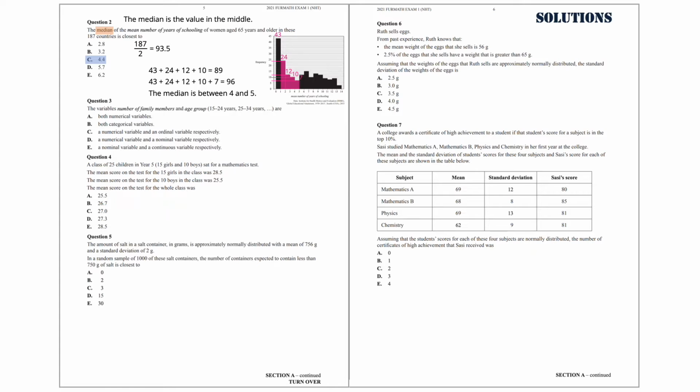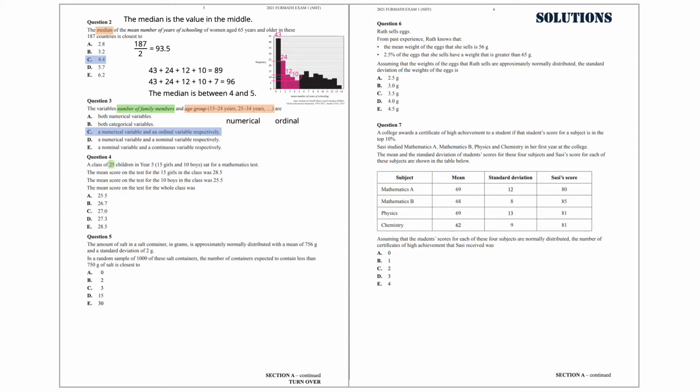Question 3 is asking for the type of variables, number of family members, and age group 15 to 24 years, 25 to 34 years, and so on are. The first one is a discrete numerical variable because it's the number of family members, which can be 1, 2, 3, and so on. The second variable, though, is an ordinal variable. These are intervals, and they are written in order. So the answer to this question is option C.